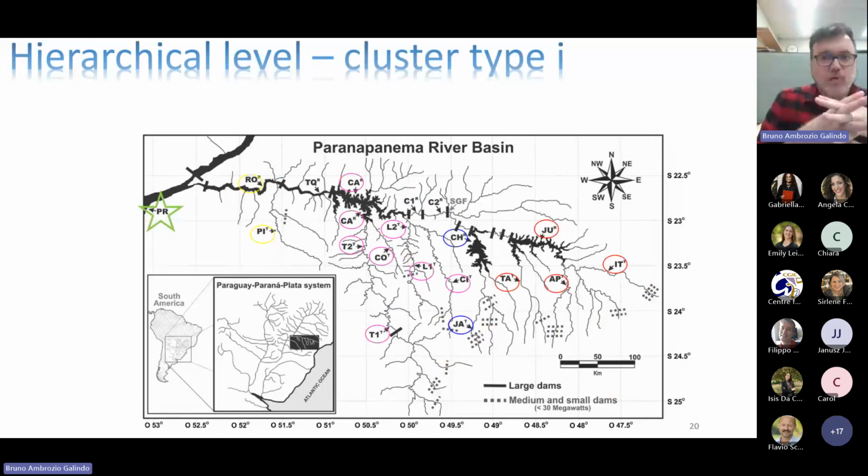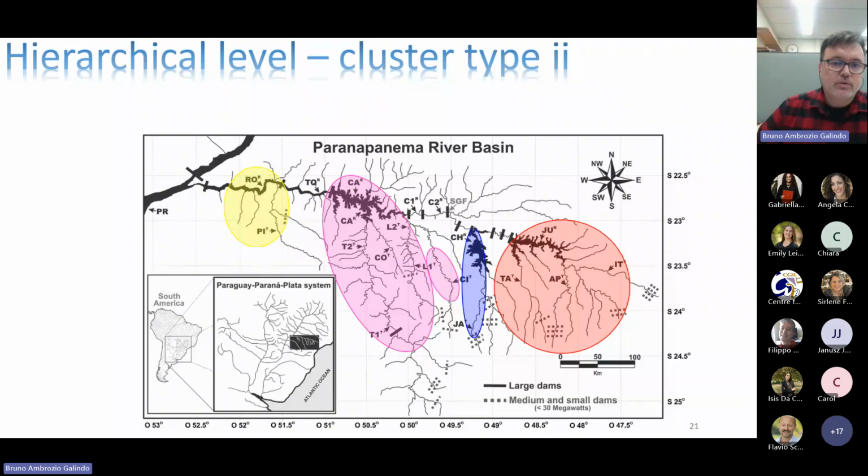So we performed population structure analysis using 3 different hierarchical levels. Our first comparison was among all collection sites, and we had a collection site in Paraná River. Paraná River is the river where Itaipu hydropower plant is built. Itaipu was the biggest hydropower plant in the world, and now it is in the second place.